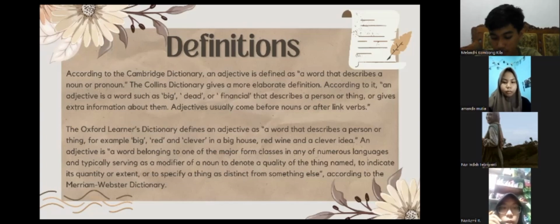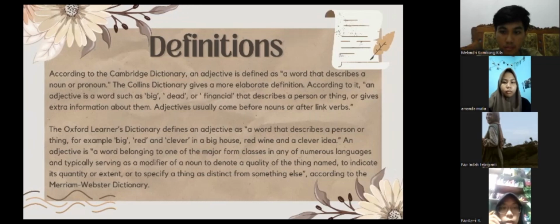Adjectives usually come before nouns or after linked verbs. The Oxford Learners Dictionary defines an adjective as a word that describes a person or thing. For example, big, red, and clever, in a big house, red wine, and a clever idea. An adjective is a word belonging to one of the major form classes in any of numerous languages and typically serving as a modifier of a noun to denote a quality of the thing named, to indicate its quantity or extent, or to specify a thing as distinct from something else, according to the Merriam-Webster Dictionary.